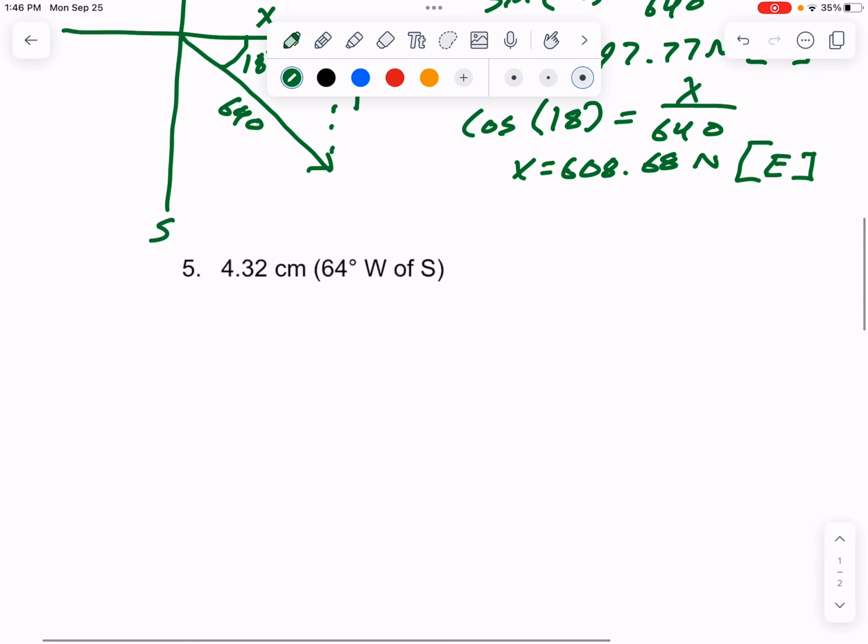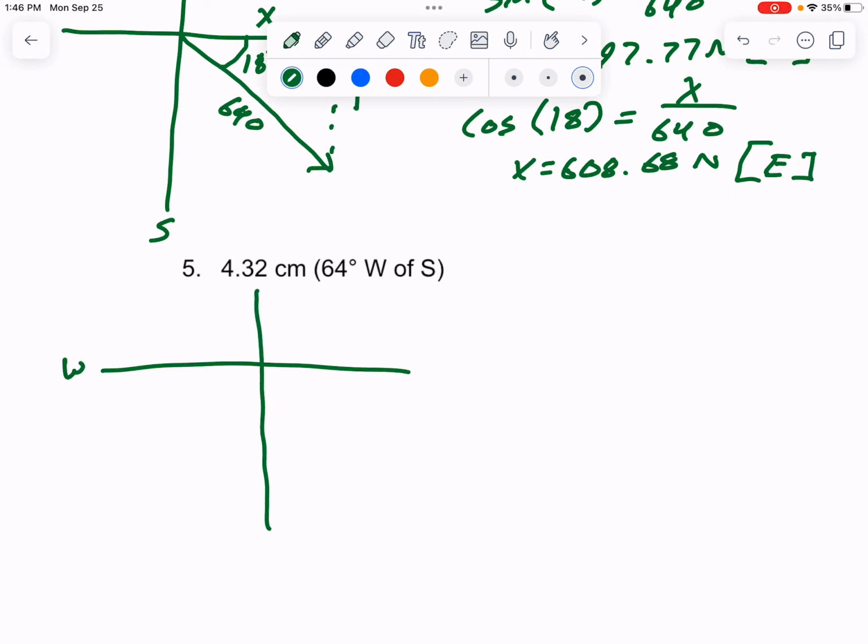Number 5, 4.32 centimeters, 64 degrees west of south. So what I'm going to do is draw my directions. So we've got west, south, and I'm just going to go down the middle. South is my last letter, so it's going to be touching my south line, because this is going to be 64 degrees. Hypotenuse is 4.32 centimeters. And my triangle looks like this. So I have x, I have y.